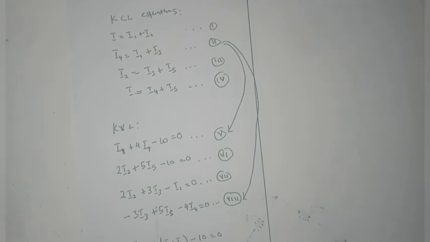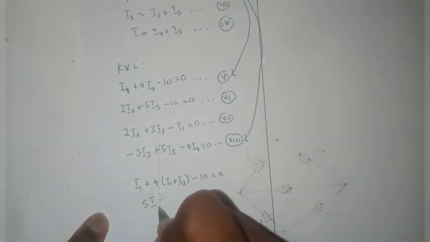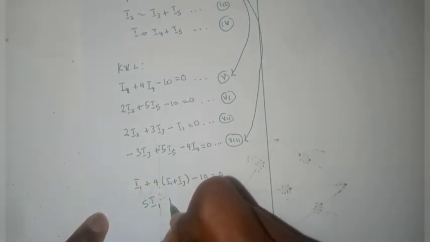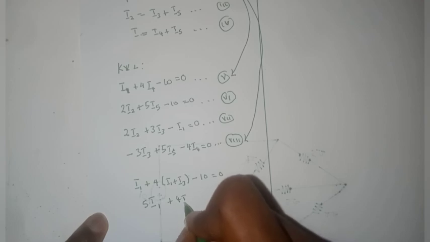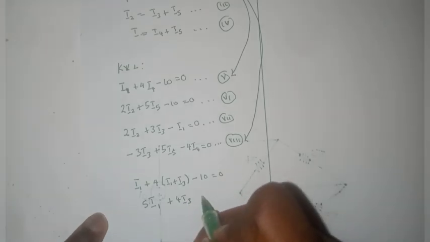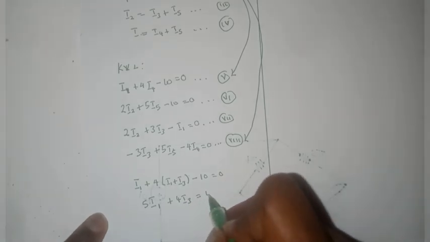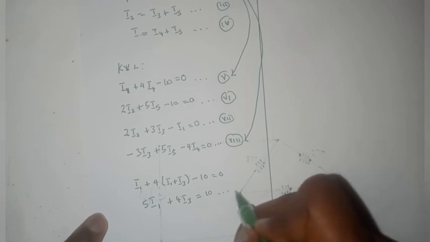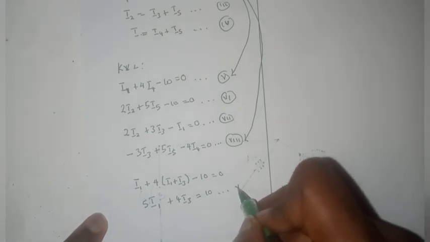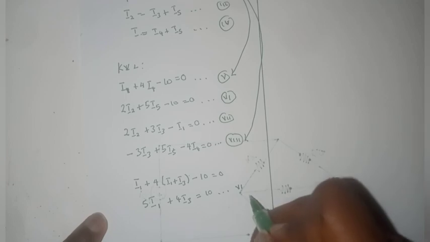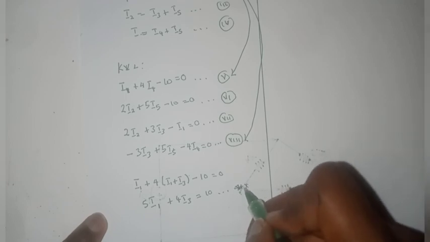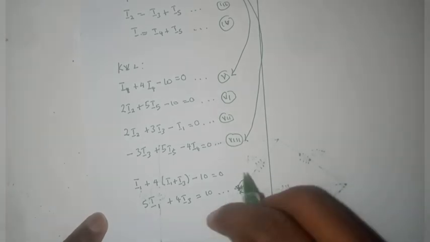And by further simplification, we arrive at 5I1 plus 4I3 equals 10. Let's call this our ninth equation.